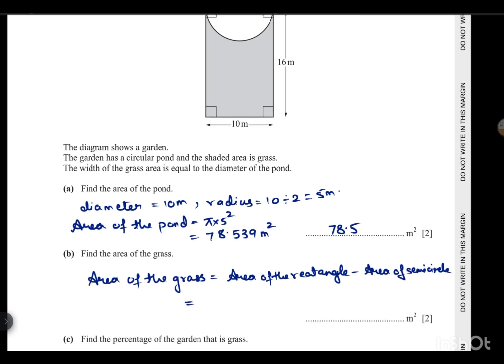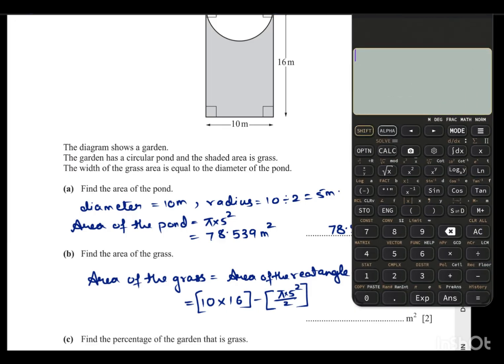Fine. So area of rectangle will be length into width, that is 10 into 16. Then from this subtract area of semicircle. So pi r square by 2, that is pi into 5 square by 2. Put this in the calculator. 10 into 16 minus pi into 5 square by 2. You can put the bracket so that you can confirm it.